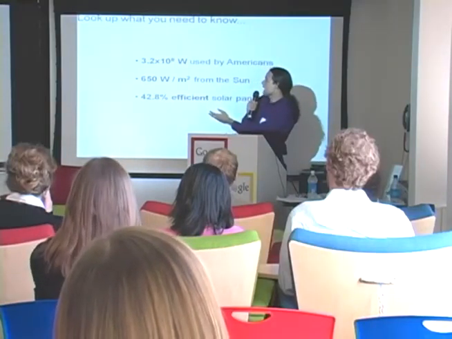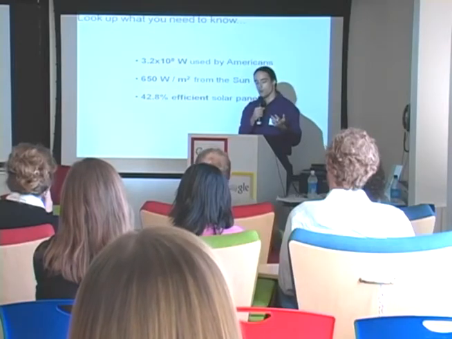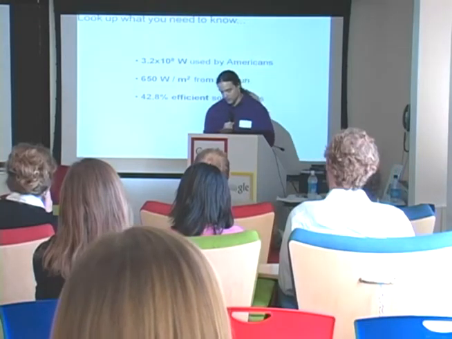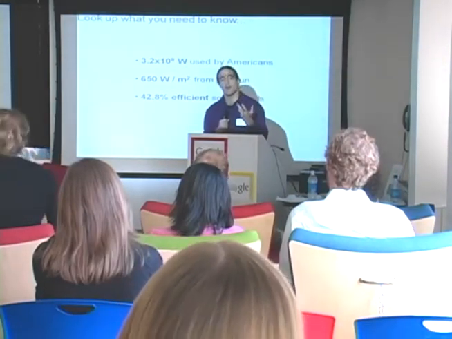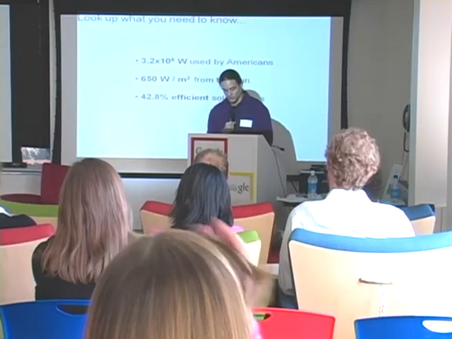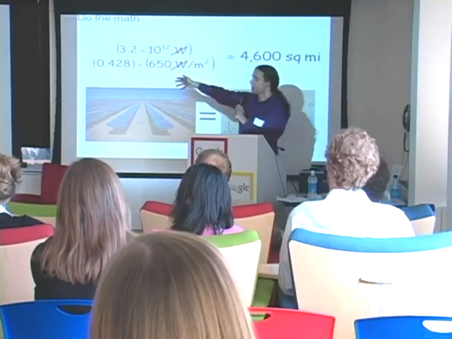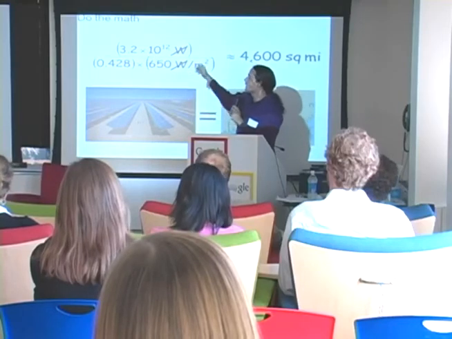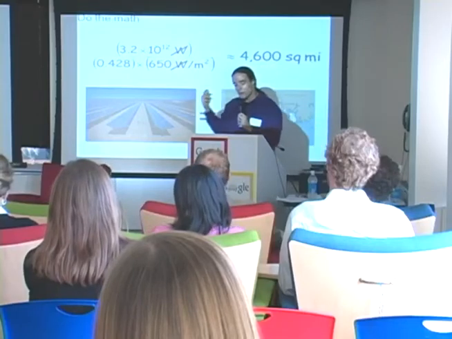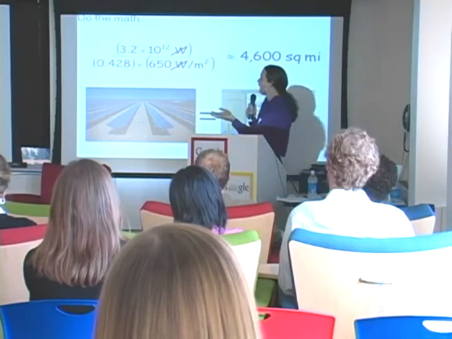So I can use these numbers to calculate how much power I'll get out, but unfortunately, even the best solar panels are only about 40% efficient, and this is even assuming that you have the top of the line panels just coming out of the research labs. So again, you just do the messy math part. You take your 3.2 times 10 to the 12 watts that you need, divide that by the amount of energy that you're getting out, and you'll find that you'll need about 4,600 square miles of area just to power all of the United States, and that's about the size of Rhode Island.